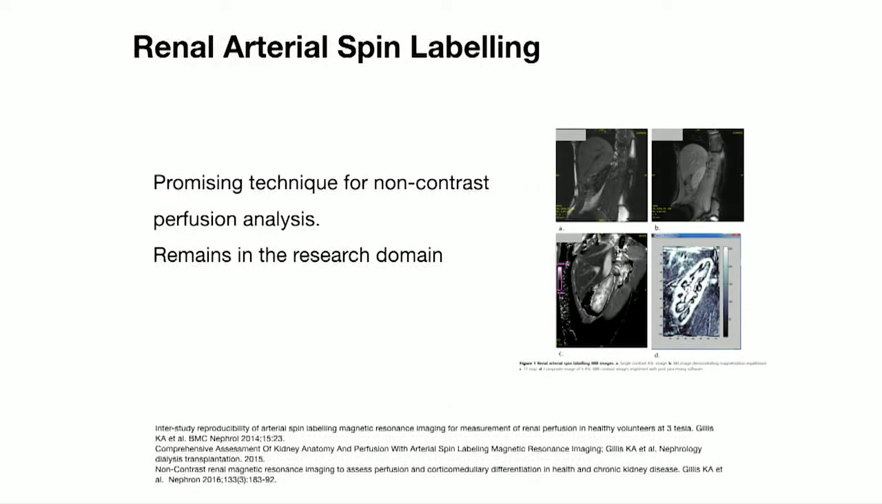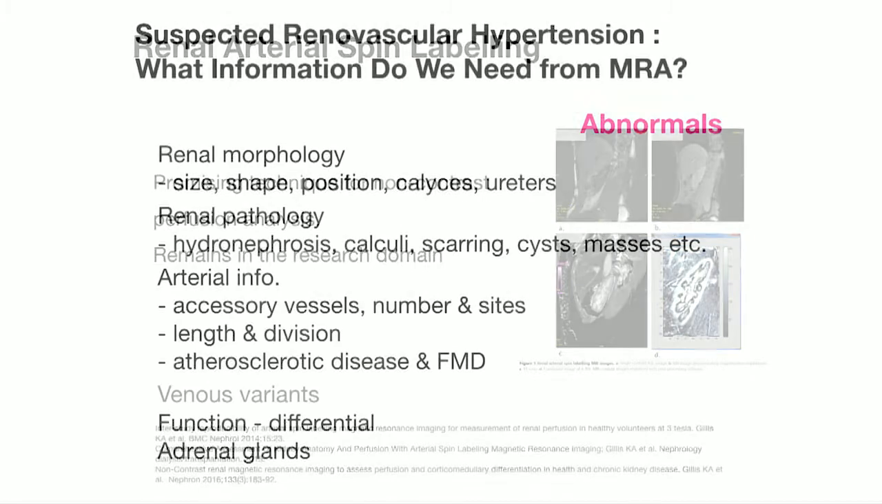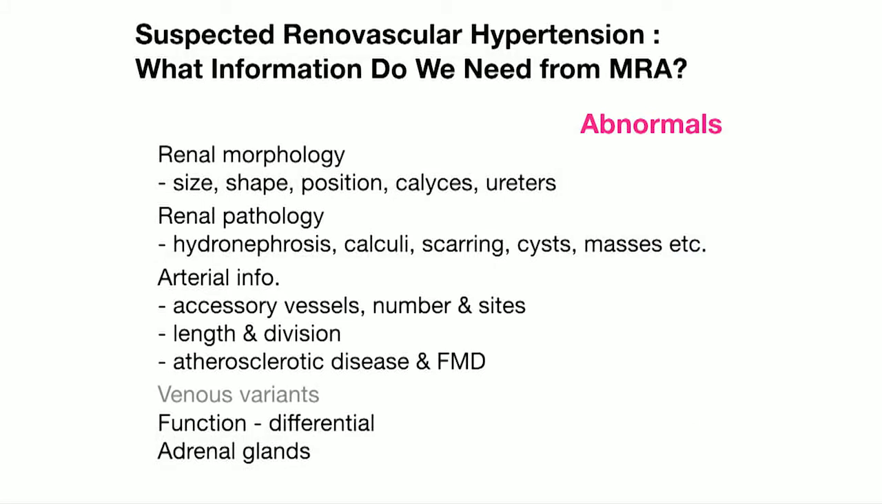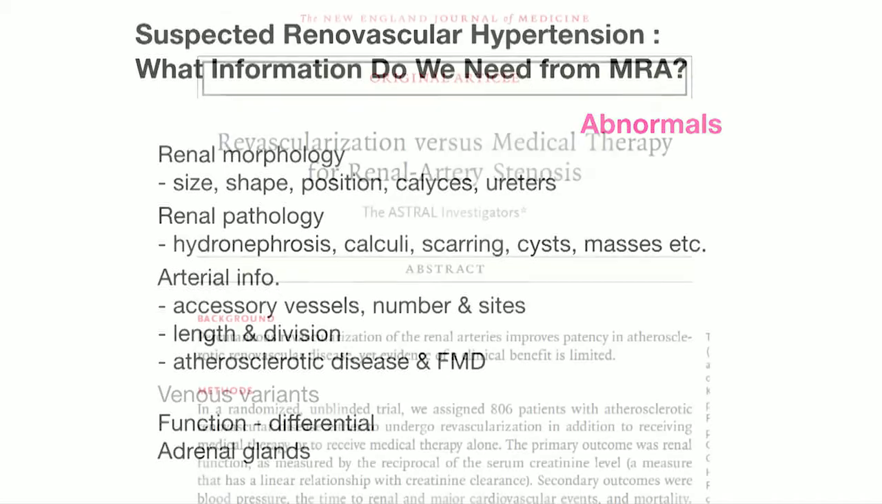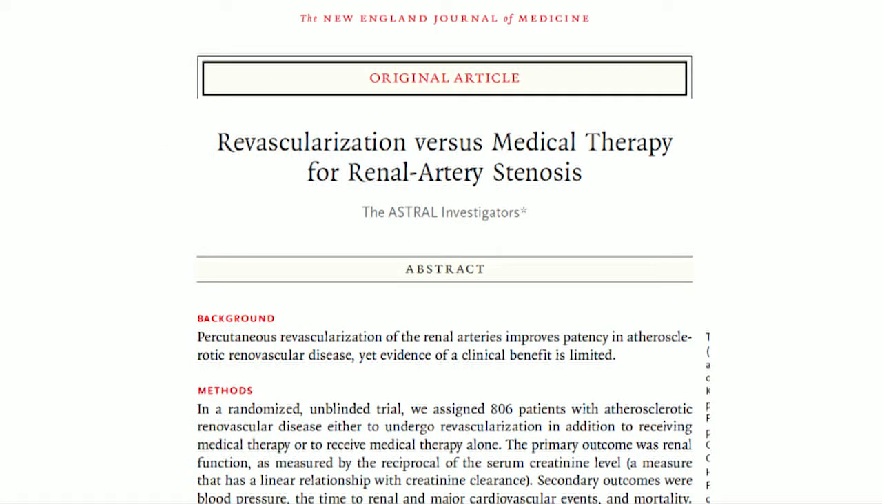What about other techniques? Well, arterial spin labelling has been used, including in our group. We've got a group within Glasgow that's doing quite a bit of ASL for perfusion analysis, but it does very much remain in the research domain and has not yet migrated to clinical. How about for abnormal patients? I've talked about normals. So for abnormal patients, it's exactly the same. We want to know all of this stuff. Not so fussed about the venous variants. We also want to know probably a little about the adrenal glands. Luckily, the adrenal glands just sit right on top of the kidneys, so when we're doing the morphological imaging, we can see them anyway, and we can see whether there are adenomas or not.